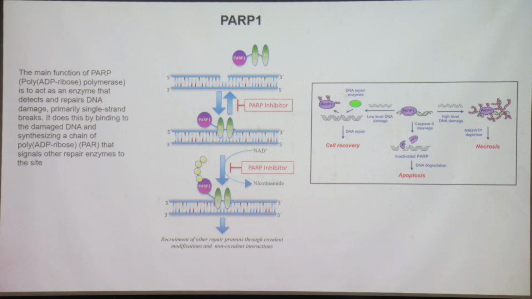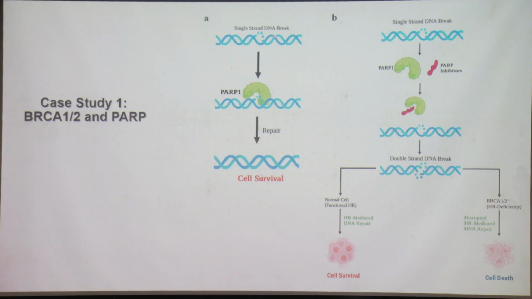But in many cancers, BRCA1, BRCA2 are deleted because they are tumor suppressors. Cancer cells have a habit of getting rid of tumor suppressors. So once they get rid of BRCA1, BRCA2, the cells are entirely dependent on PARP to repair DNA damage. In that case, if you inhibit PARP, normal cells don't care because they have BRCA1, BRCA2, but tumor cells will die. That is synthetic lethality. This is shown here.